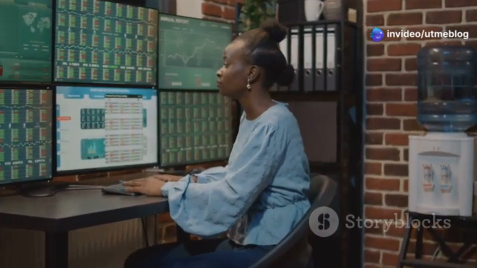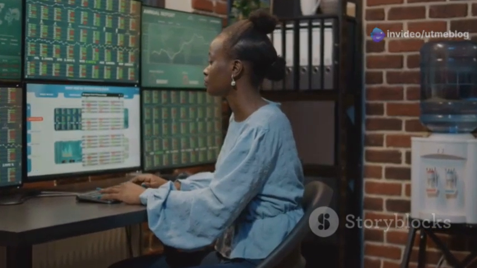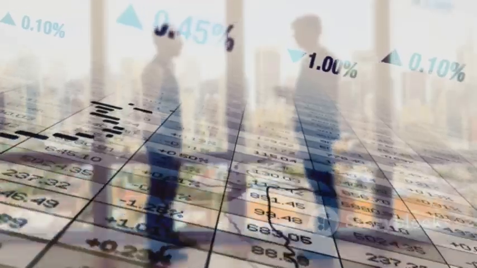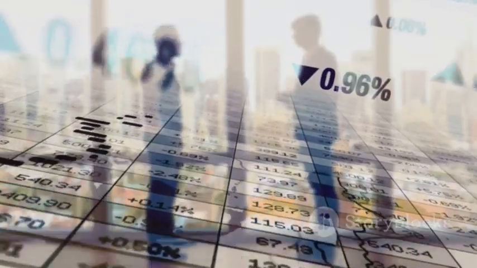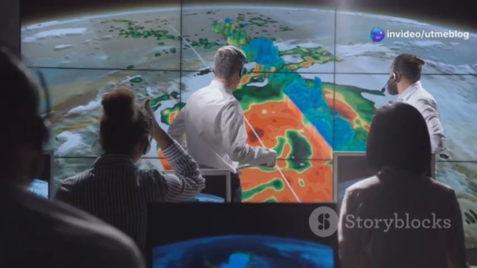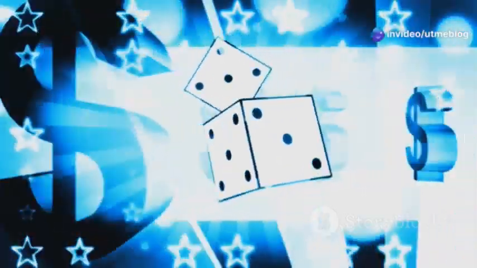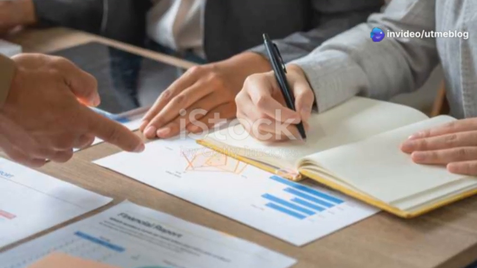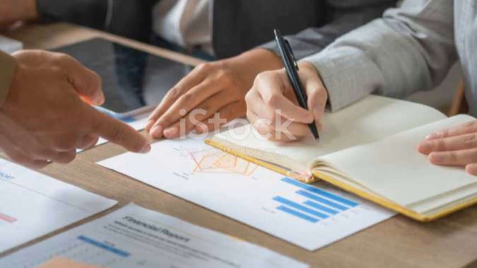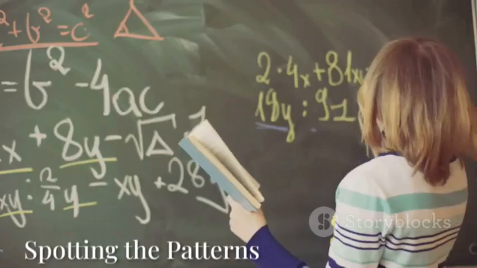Probability is used in a wide range of fields from finance and insurance to medicine and meteorology. For example, financial analysts use probability to assess investment risks, while meteorologists use it to forecast weather patterns. So even if you don't consider yourself a gambler, understanding probability can help you make more informed decisions in many aspects of your life.